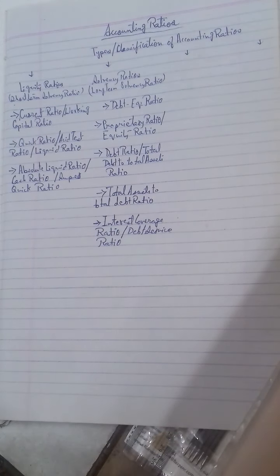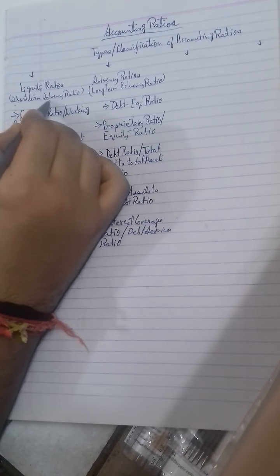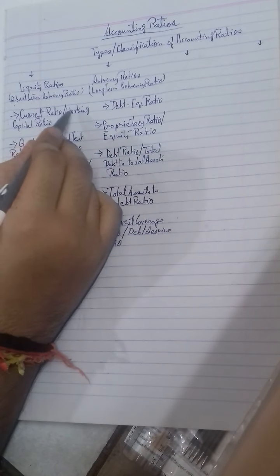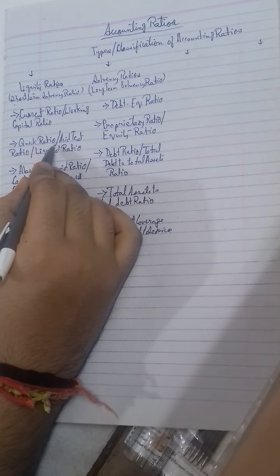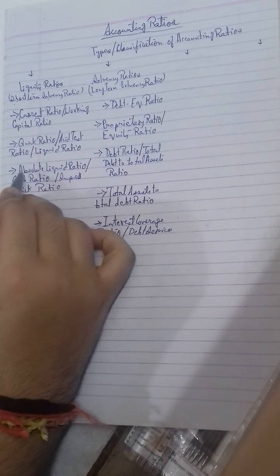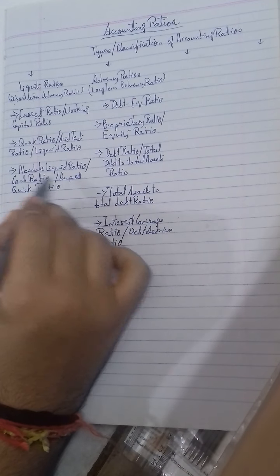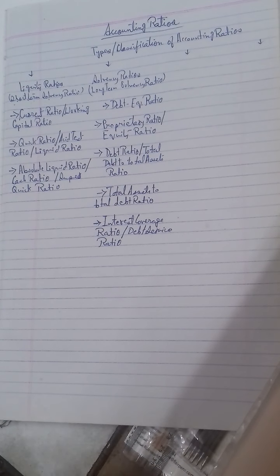Now, we will again move on from the first. That is the trick of learning. Liquidity ratios are also known as short-term solvency ratios. Under it, you get current ratio, which is also known as working capital ratio. Then you get quick ratio, which is also known as acid test ratio or liquid ratio. Then you get absolute liquid ratio, which is also known as cash ratio, and cash ratio is also known as super quick ratio. That is the technique. If you repeat after me, you will easily be able to memorize.